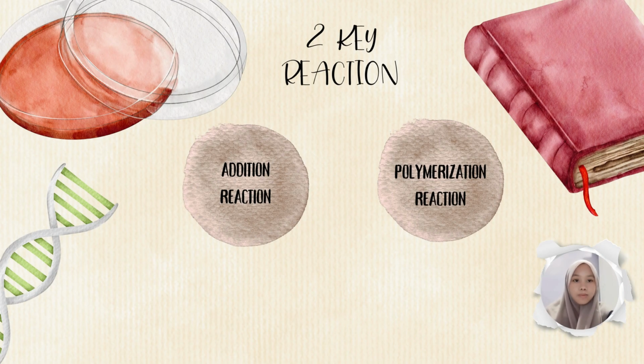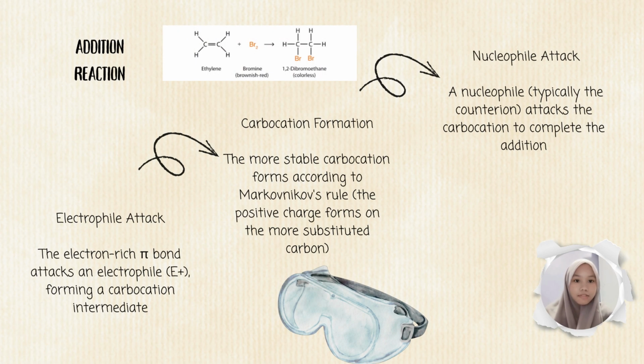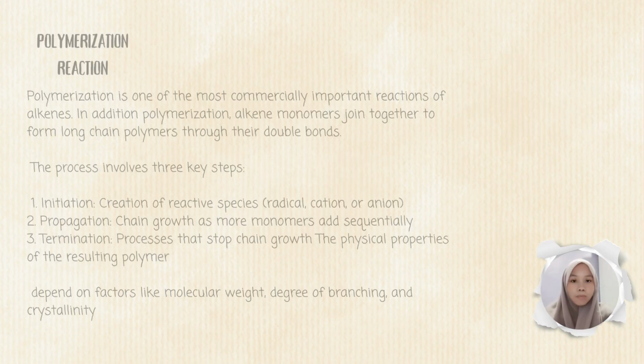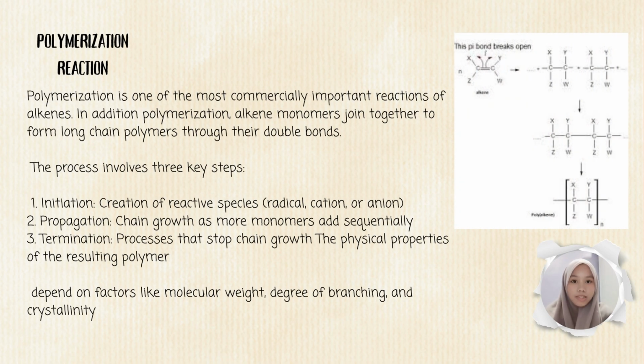Now, I will explain 2 key reactions of alkene: addition reaction and polymerization reaction. For the addition reaction, the double bond breaks and reacts with other atoms. First, the alkene attacks an electrophile, forming a carbocation, then a nucleophile attaches to complete the reaction. Next is polymerization. In this process, many alkene molecules join together to form long chains called polymers.